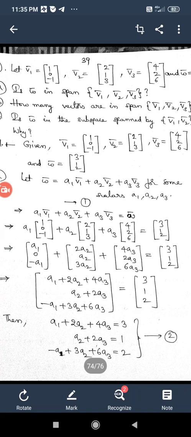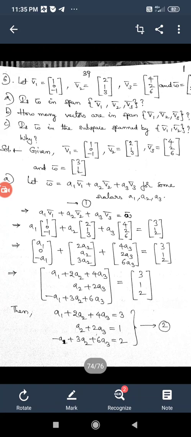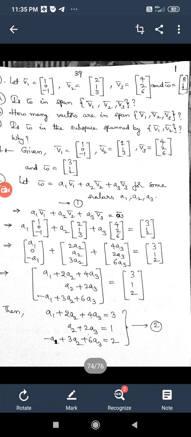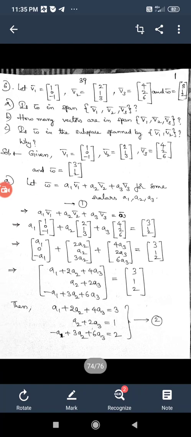In part A, it is asked whether w bar is in the span of v1 bar, v2 bar, v3 bar. In part B, it is asked how many vectors are in the span of v1 bar, v2 bar, v3 bar. And finally, in part C, it is asked whether w bar is in the subspace spanned by v1 bar, v2 bar, and if so, why. So these are the questions.